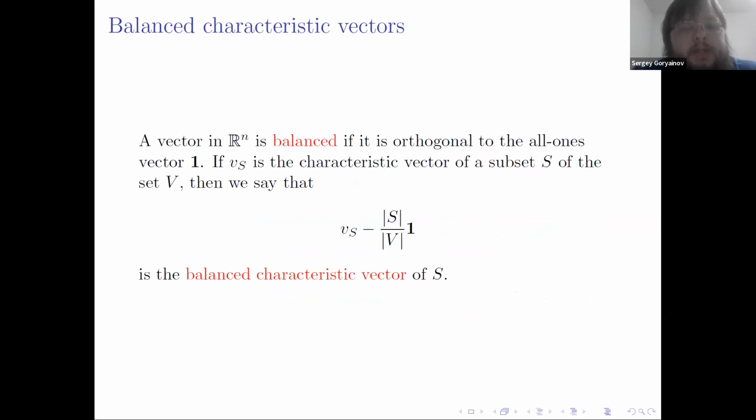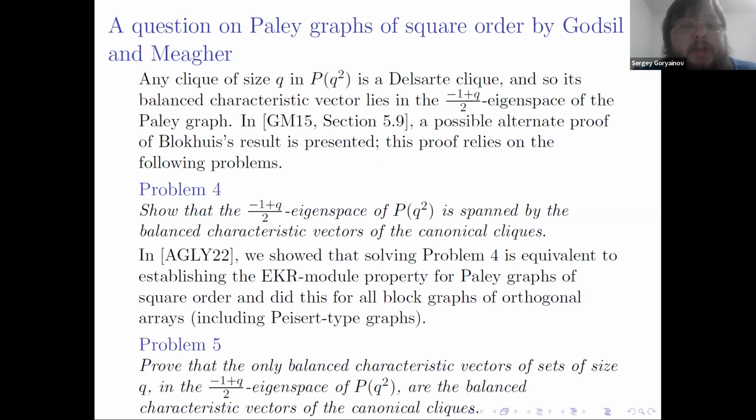Let us give a definition of one more notion. A vector in the vector space of dimension n over the real field is balanced if it is orthogonal to the all-ones vector, denoted by bold 1. If v_S is the characteristic vector of a subset S of the set V, then we say that v_S minus the scalar size of S over size of V multiplied by the vector 1 is the balanced characteristic vector of S.